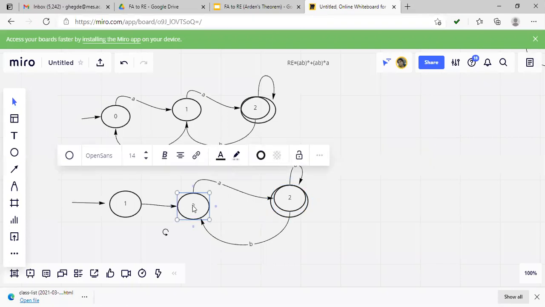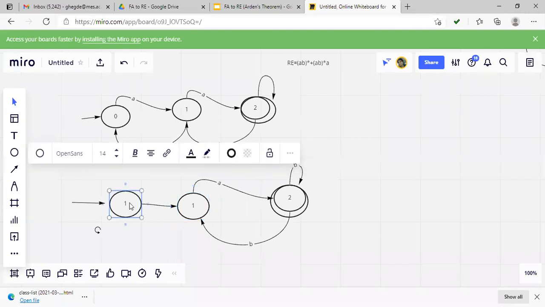Preeti says A, A, B, B, B. No, Preeti. Few more answers. You are missing something.